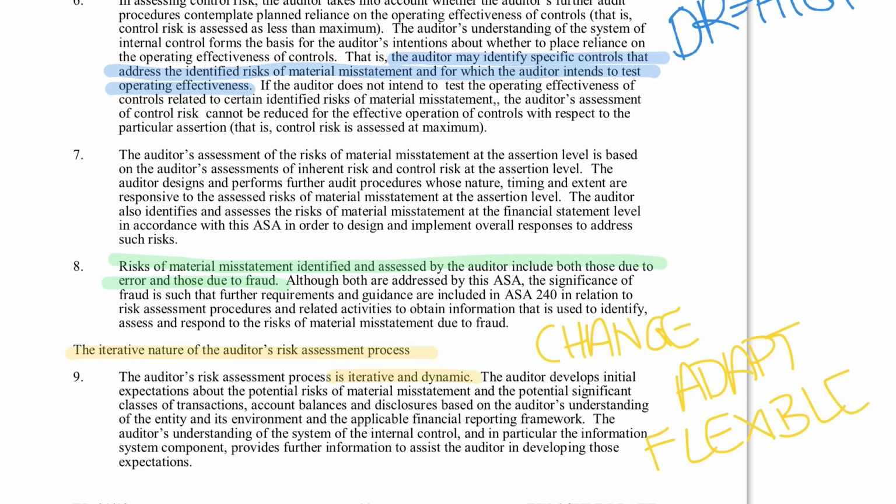And that means that you could find information while you're testing internal controls that might change our risk assessment process or our understanding of risk at the client. So this idea of being adaptable and flexible, while it was mentioned before, it is being emphasized quite a lot more in this new exposure draft.